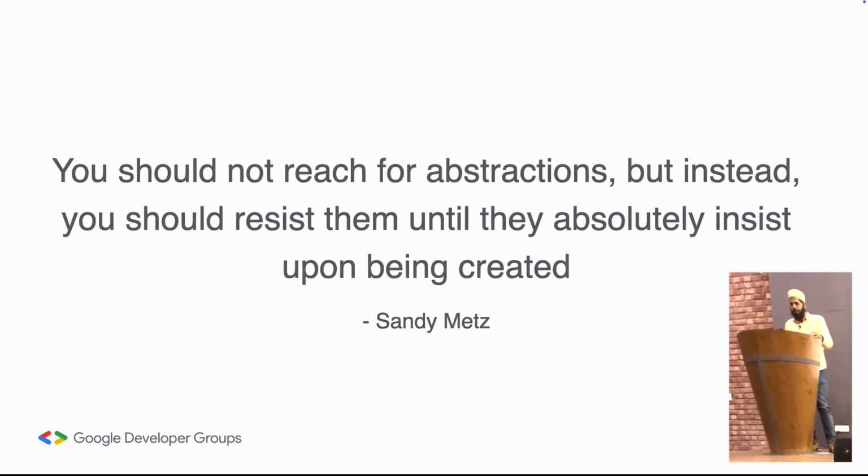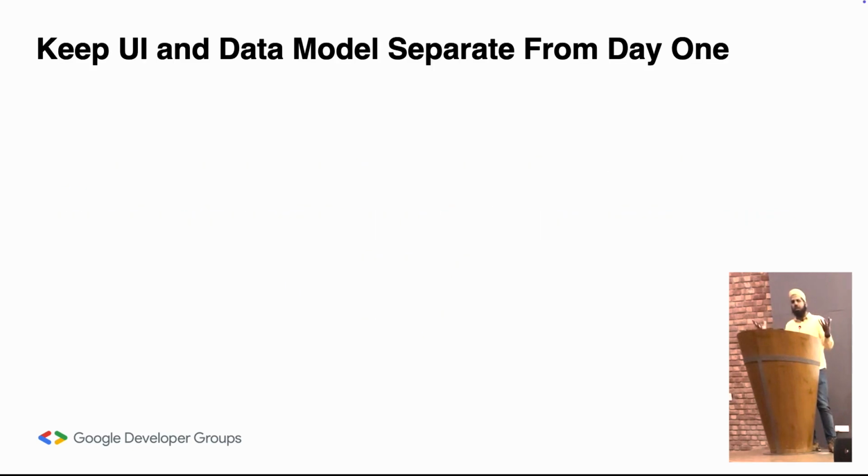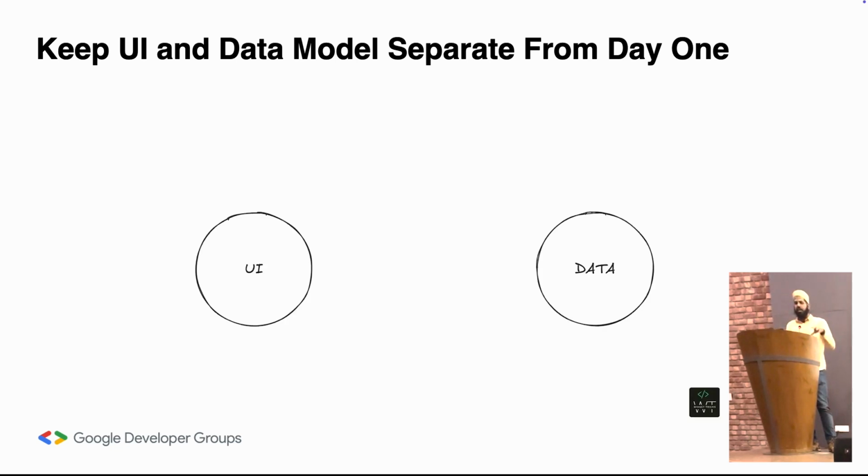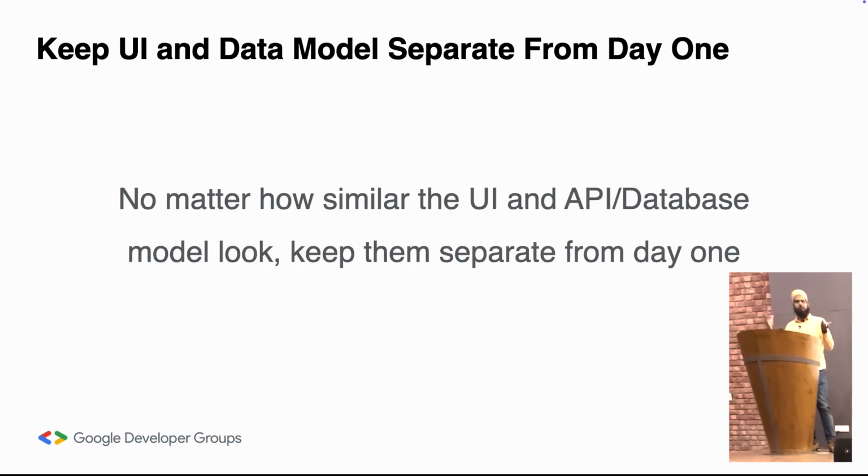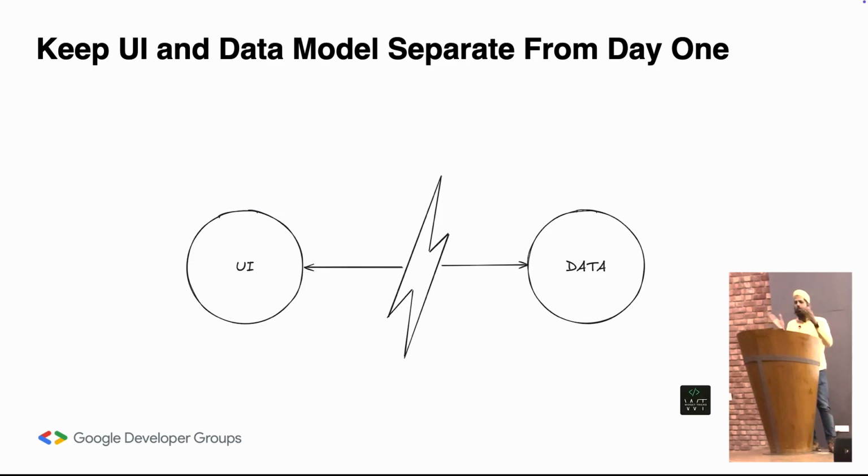And when it comes to the architecture part of it, keep your UI and data models separate from day one. What I mean is that you have a UI and you have data, right? The most common mistake I see when a developer starts is that they use the same API model which is used for JSON parsing on the UI also. So this is really problematic. No matter how similar the UI and API database look, keep them separate from day one, because they are going to change for different reasons. So just keep them separate.